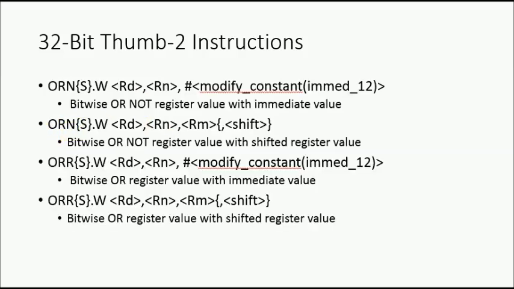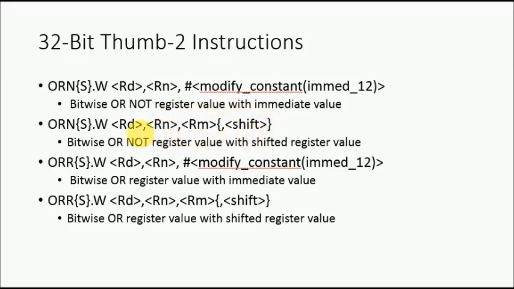Next instruction is the ORing instruction. Now you remember ORN, N indicates the negate. ORN.W Rd, Rn, #modify constant. So bitwise OR NOT of the register value with the immediate value, and the result will be transferred into the Rd. ORN{S}.W Rd, Rn, Rm, shift. So first the content of Rm is shifted by the number specified in the shift, then it is negated, and then it is ORed with the content of Rn. Then the data will be transferred to the register Rd.